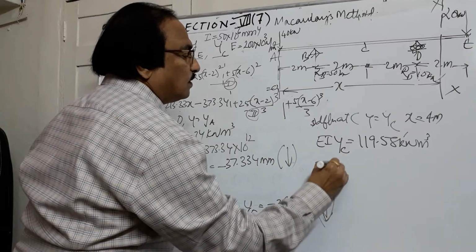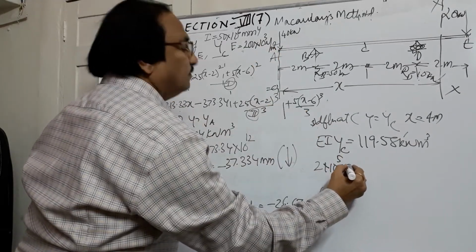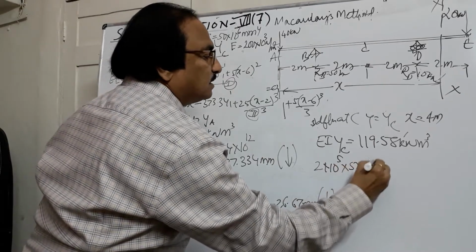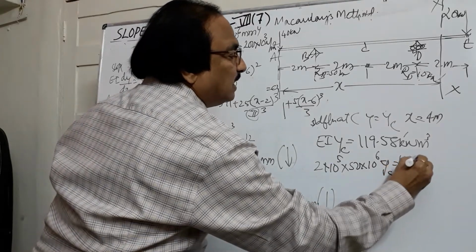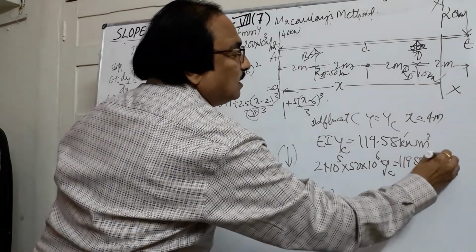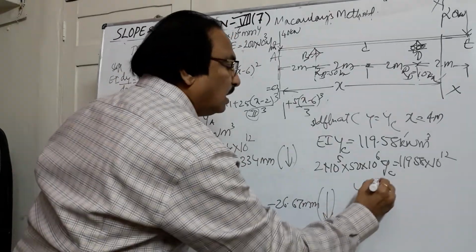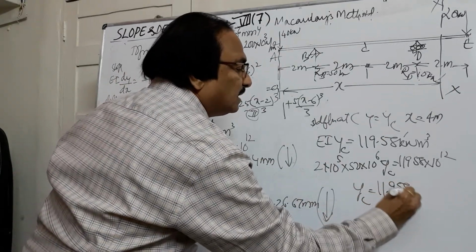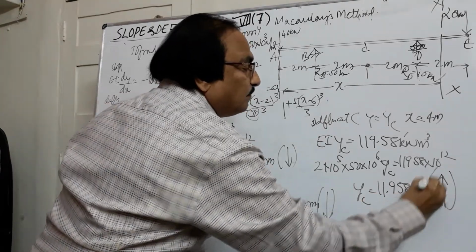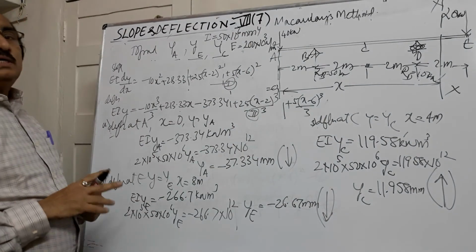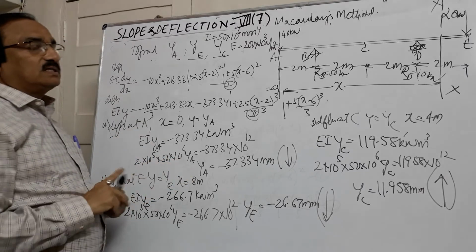2 into 10 to the power of 5 into I, which is 50 into 10 to the power of 6, into yC is equal to 119.58 into 10 to the power of 12. So the only unknown here is yC. So yC will be equal to 11.958 mm. This is positive, that means the deflection is upwards. So we have found out only deflections.